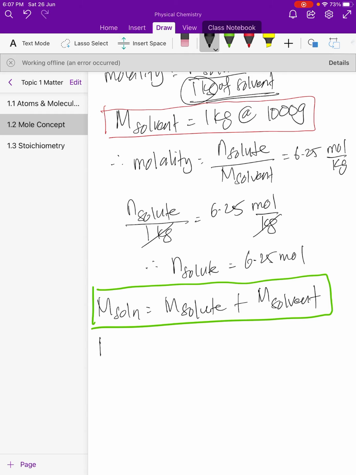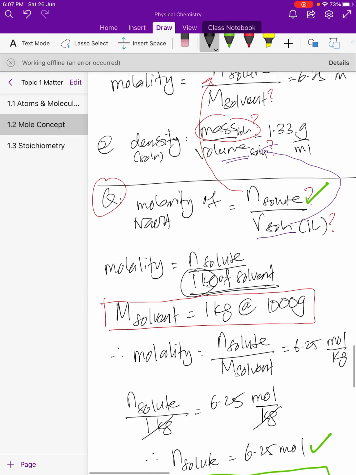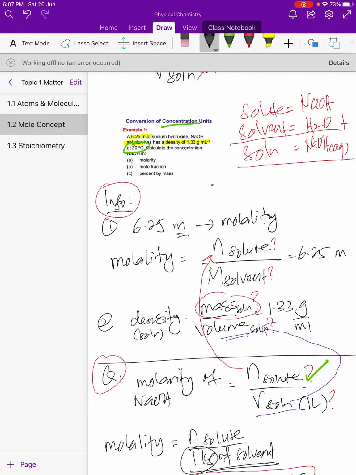So we find the mass of solute first. We only know the mole of solute. So to find the mass, mole times molar mass. Mole is 6.25 mole. Molar mass, we are talking about solute. Who is the solute? Our solute is sodium hydroxide. Molar mass of sodium hydroxide is 40 gram per mole. Students can find this, right?